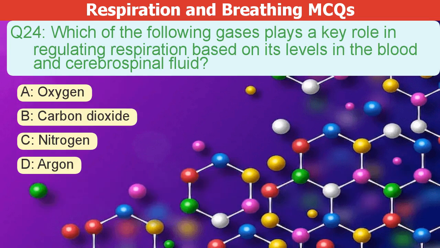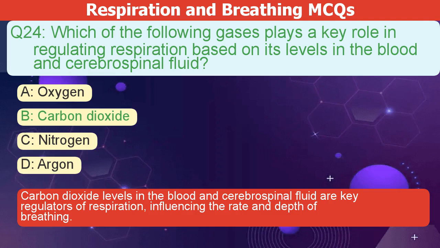Which of the following gases plays a key role in regulating respiration based on its levels in the blood and cerebrospinal fluid? A. Oxygen. B. Carbon dioxide. C. Nitrogen. D. Argon. The correct answer is B. Carbon dioxide levels in the blood and cerebrospinal fluid are key regulators of respiration, influencing the rate and depth of breathing.